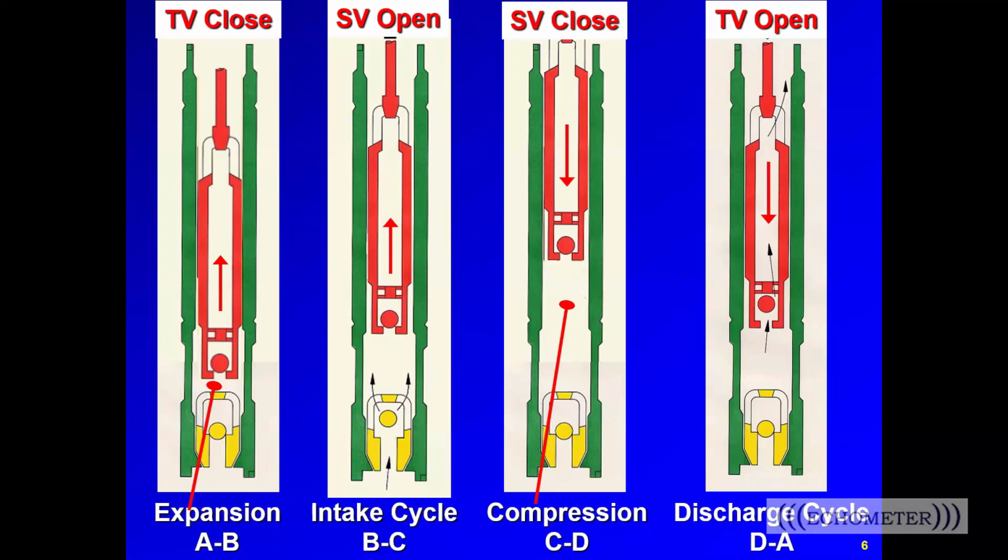So now on the downstroke, the plunger moves down from C to D, compressing the fluid and increasing the pressure in the barrel below the traveling valve. So once that barrel pressure exceeds the pump discharge pressure, the traveling valve opens and the fluid in the barrel is transferred to the tubing as the plunger now moves to the bottom of the stroke from D to A.